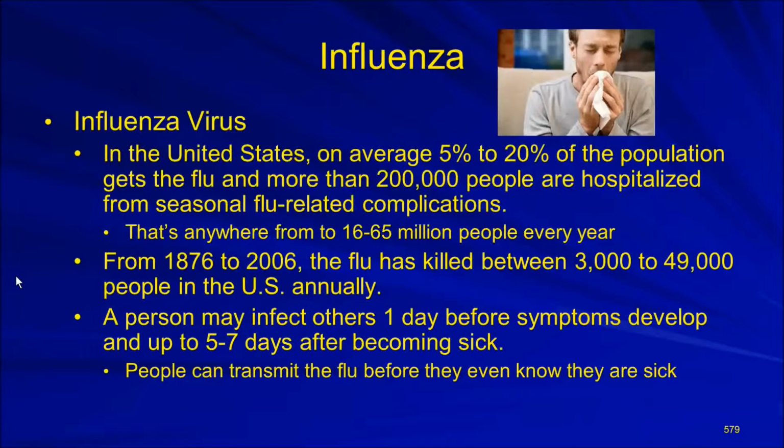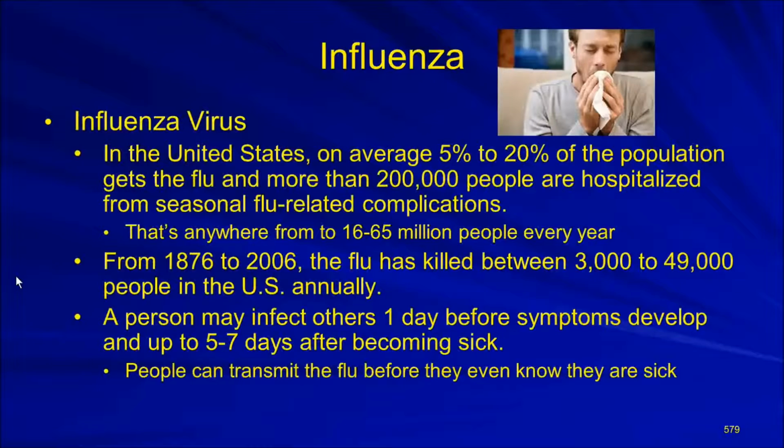And we can see that in the United States, on average, 5 to 20% of the population gets the flu, and more than 200,000 people are hospitalized from seasonal flu-related complications every year. To put this into perspective, 5 to 20% of the entire population of the United States comes out to about 16 to 65 million people every year. And more than 200,000 people are hospitalized from seasonal flu every year.